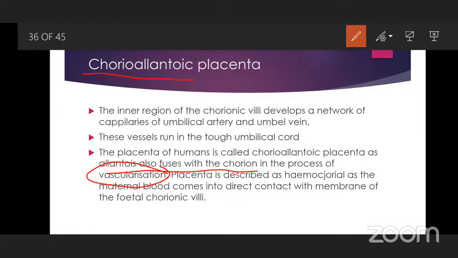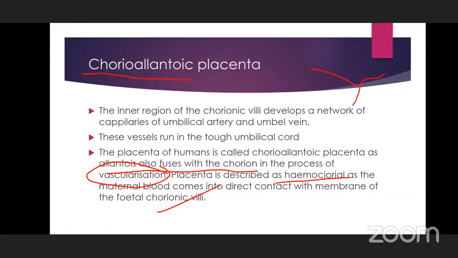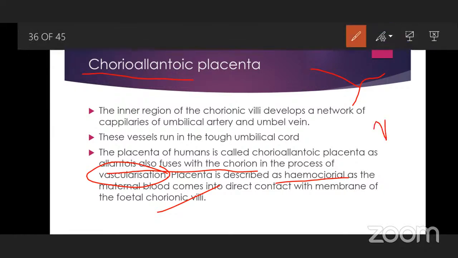Placenta is described as hemochorial placenta, as the maternal blood comes into direct contact with the membrane of fetal chorionic villi. So that's why it is known as hemochorial, because the blood of the mother is coming in direct contact with this chorionic villi. If these are the chorionic villi, then the blood is directly coming in contact with this. That is why it is known as hemochorial placenta in humans.